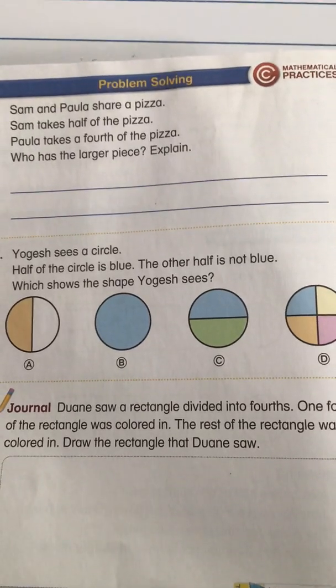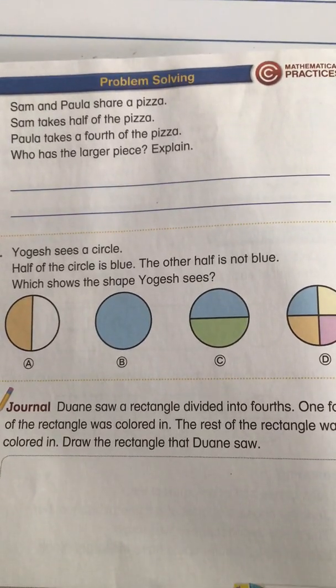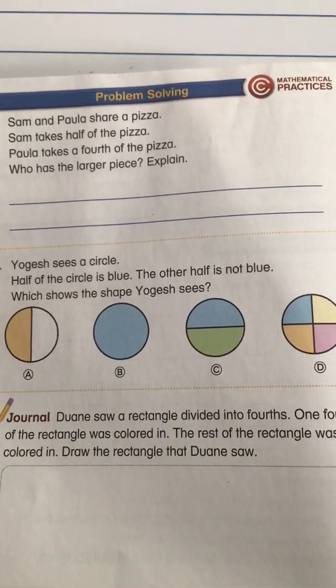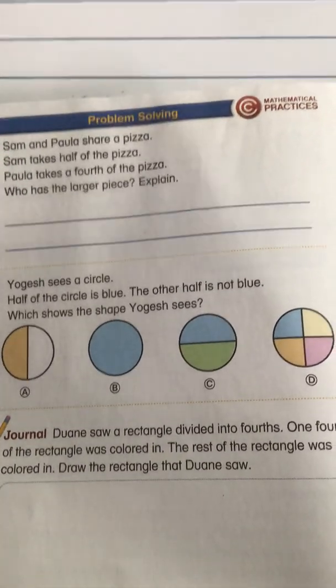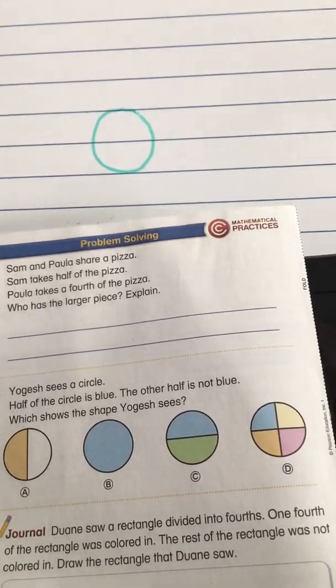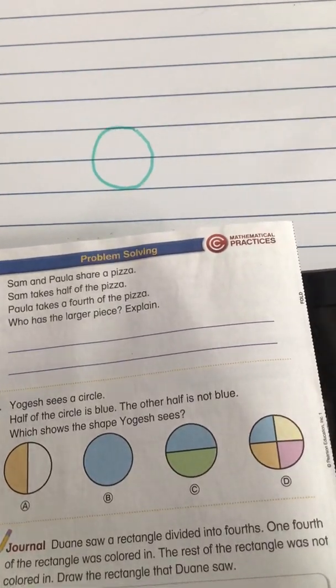Okay, on the back, Sam and Paula share a pizza. Sam takes half of the pizza. Paula takes a fourth of the pizza. Who has a larger piece? All right, so now this time, they are eating the same pizza. There's their pizza.